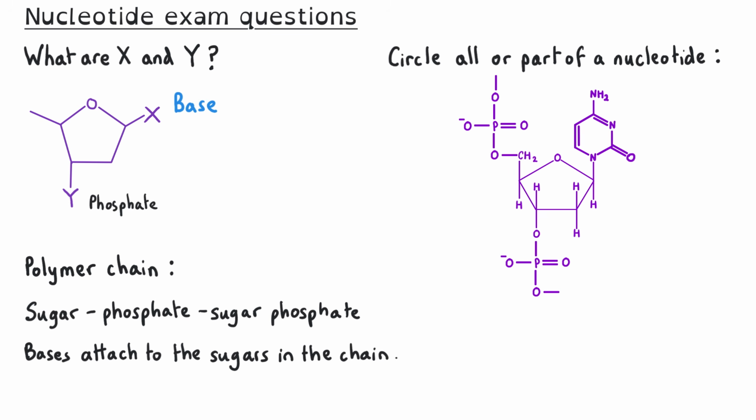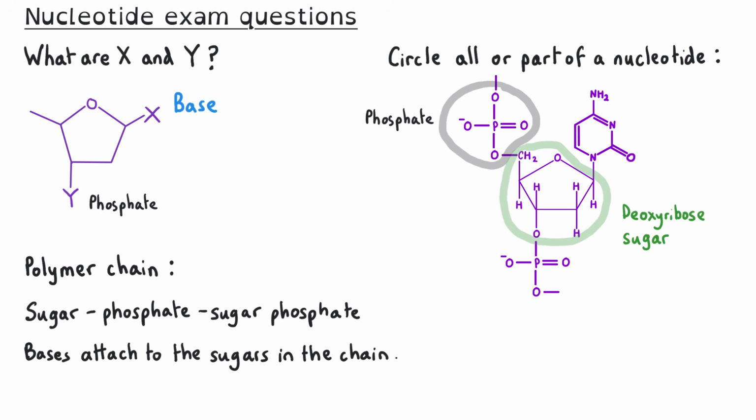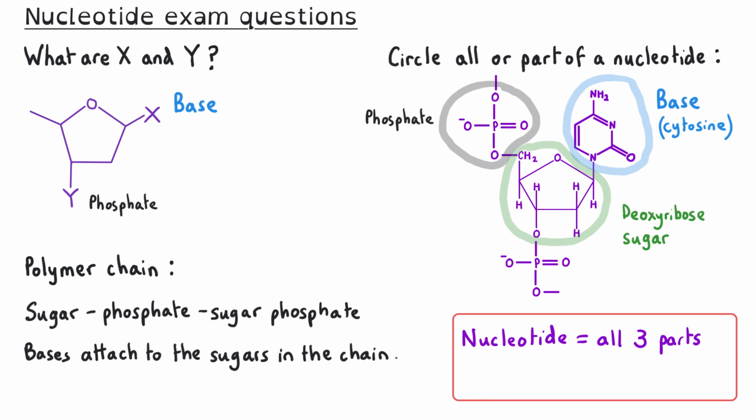A second type of exam question might involve circling all or part of a nucleotide as part of a larger structure. So if they asked you to circle the phosphate, you would circle this group. The deoxyribose sugar, well, that would be this group that you would circle. If they said to circle the base, you would identify this bit here as being the base. If they said that they wanted you to circle the entire nucleotide, you would need to make sure that you circled the base, the sugar, and the phosphate.